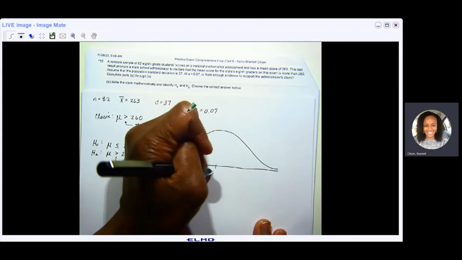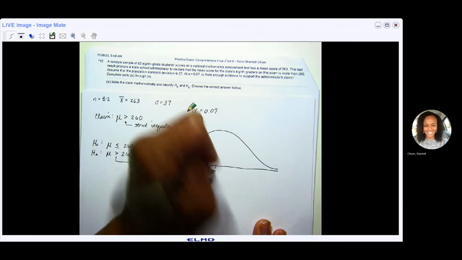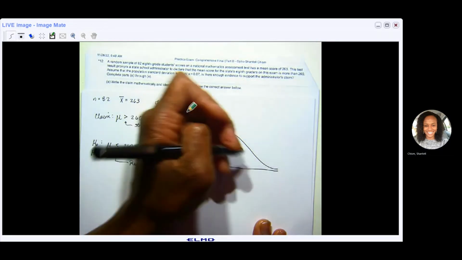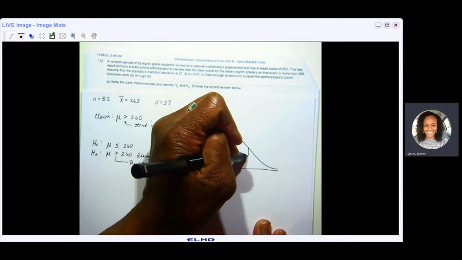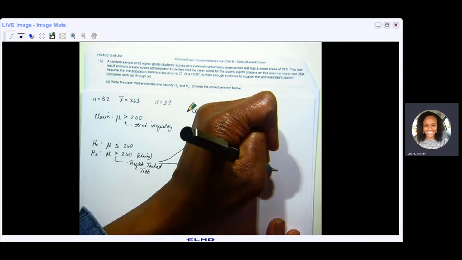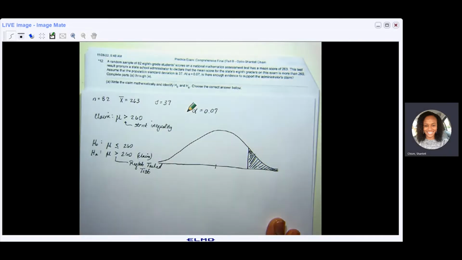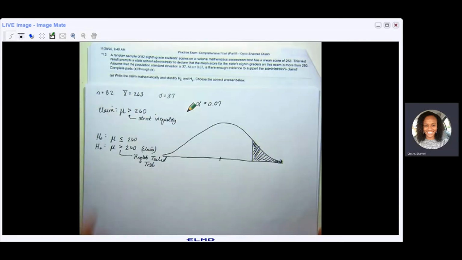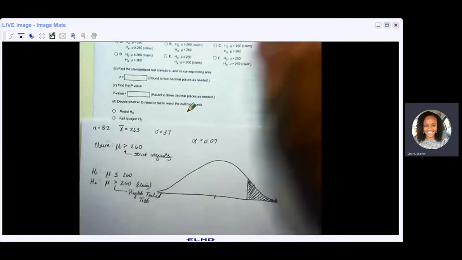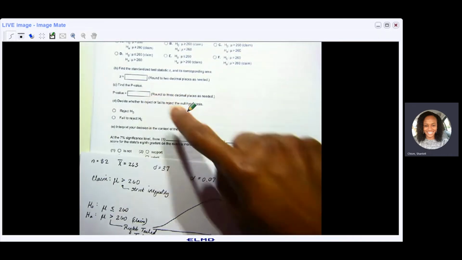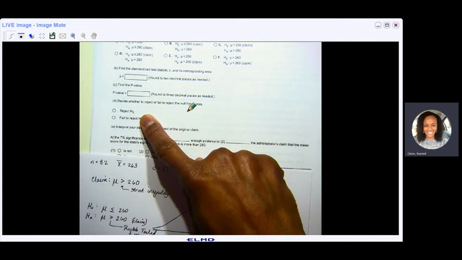So here's our mean. Actually, I don't even have to do that. I don't know what I'm thinking. Right-tailed test. Here's this area. Okay. Now, it wants us to find the test statistic, the p-value, and then make a decision.